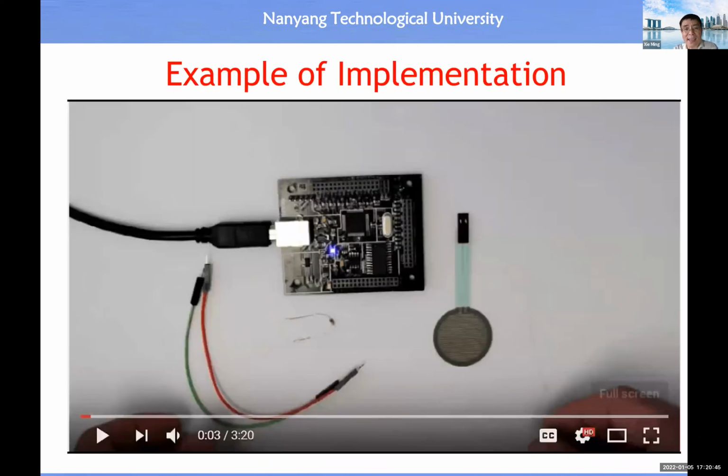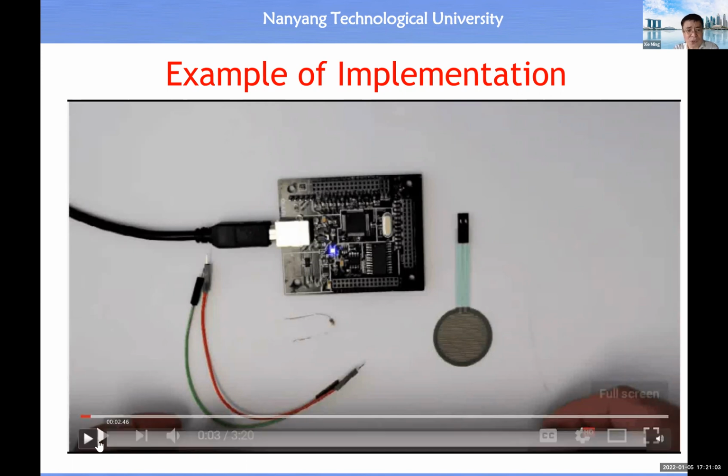Okay, and this video shows you an example of implementation, okay? So we have this, it's like a sensor which will output variable resistance, then, okay, interface it with a microcontroller, all right?